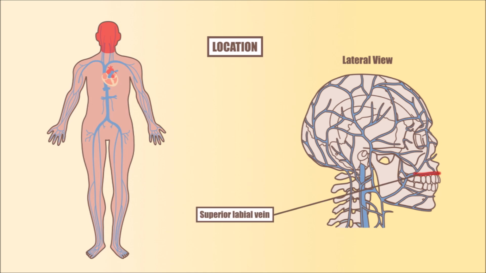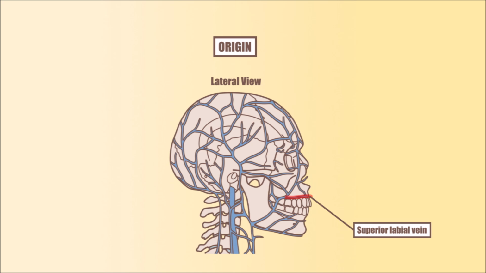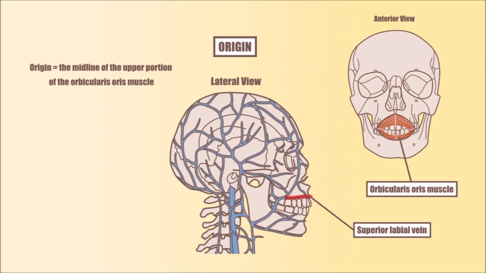Where does this vein originate? This vein originates from the midline of the upper portion of the orbicularis oris muscle, which forms the upper lip. If we take a closer look at the anterior view of the orbicularis oris muscle, we can see highlighted in red the location this vein originates from.